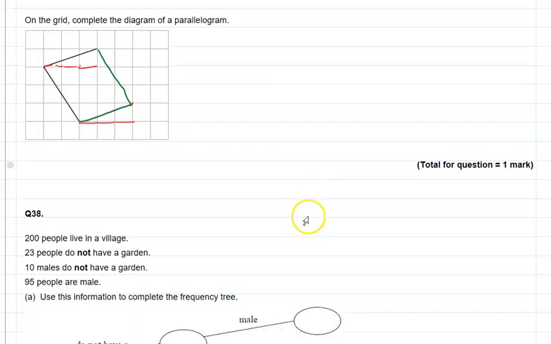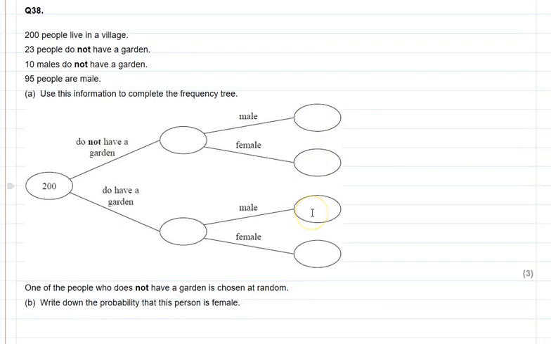Okay, so now here, 200 people live in a village. 23 people do not have a garden. So those who do not have a garden are 23, and the rest, 177, have a garden. Now, 10 males do not have a garden. So 23 take away 10, it will be 13, right?